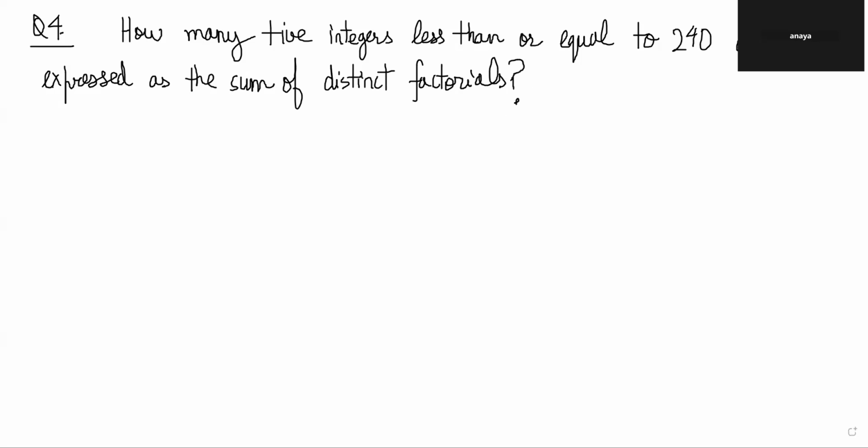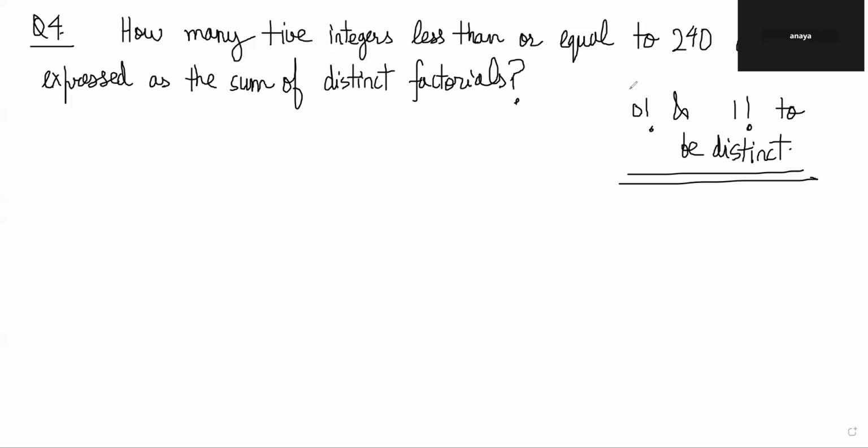Here you should consider 0 factorial and 1 factorial to be distinct, even though the values are same. Basically, you have to say how many integers below or equal to 240 can be written as a sum of different factorials. We'll consider for now that 0 factorial and 1 factorial are different. That is a special case. Every other factorial is anyway different from another number.